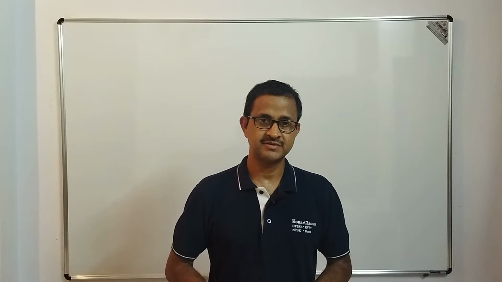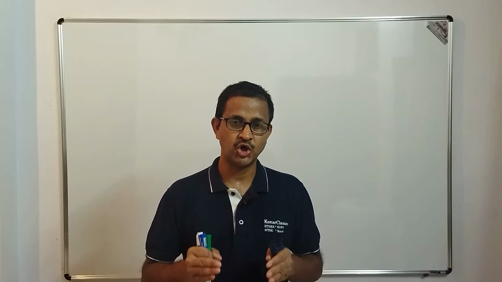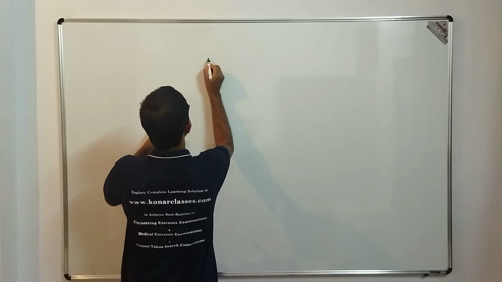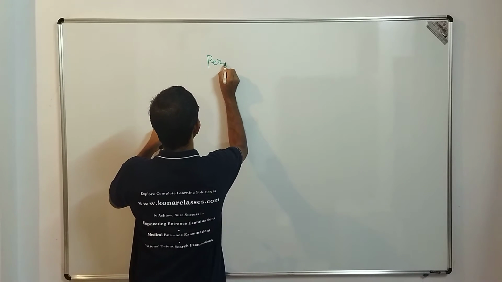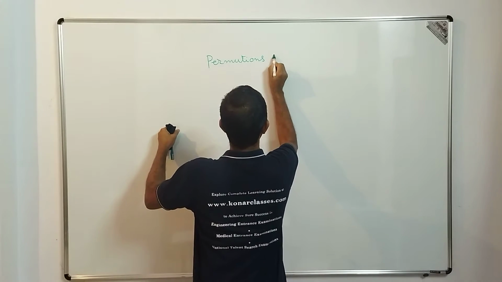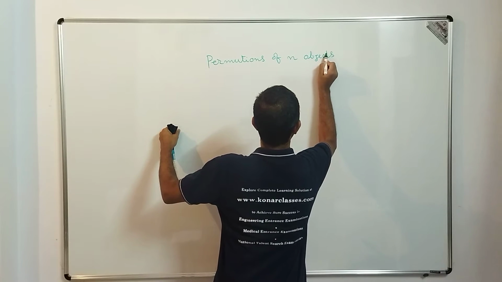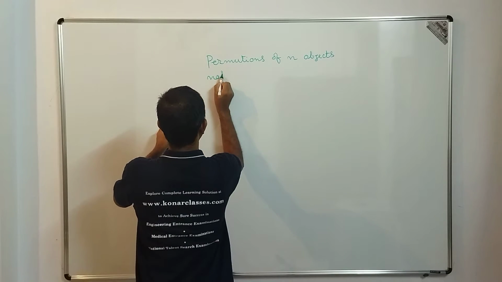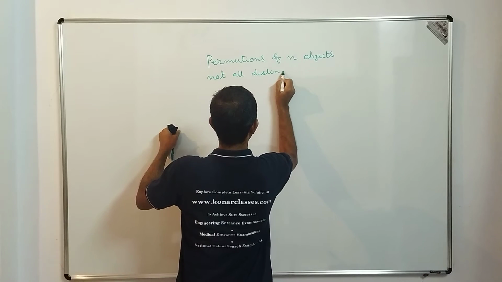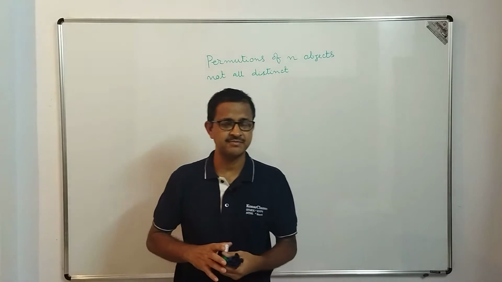Today we are going to discuss the permutations of n objects when those objects are not all distinct. Okay, what is meant by that? Let us understand from an example.